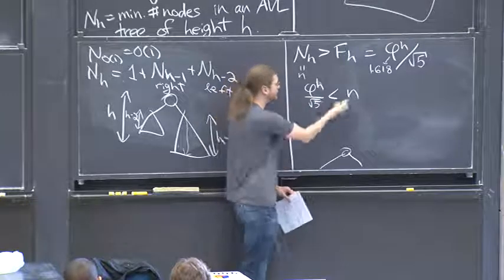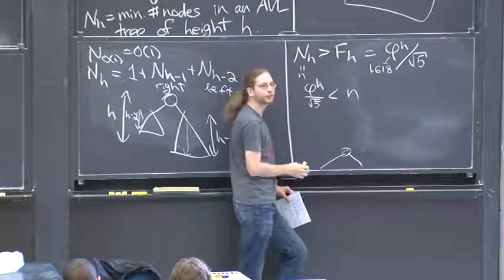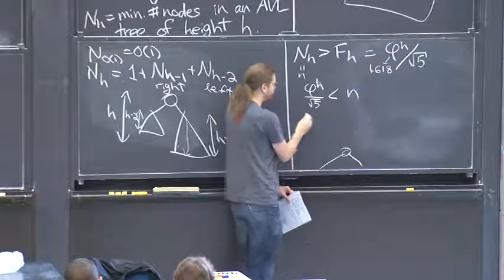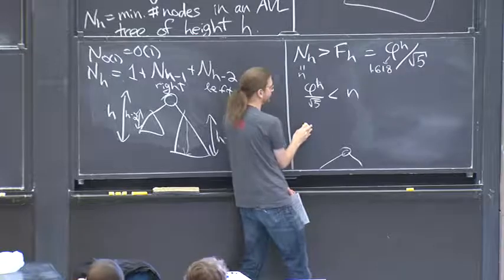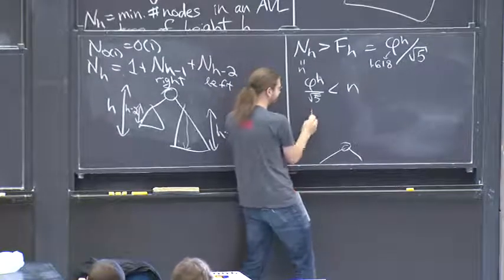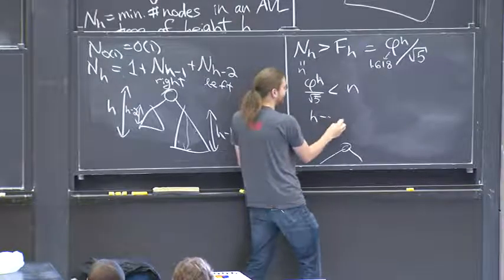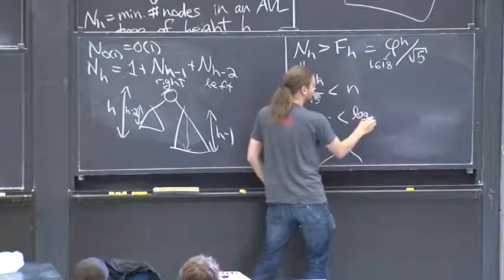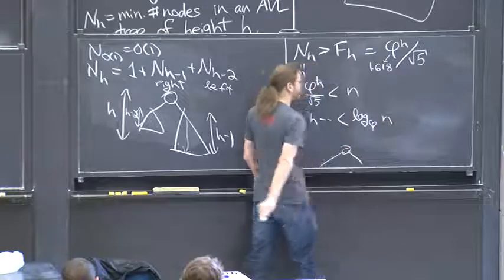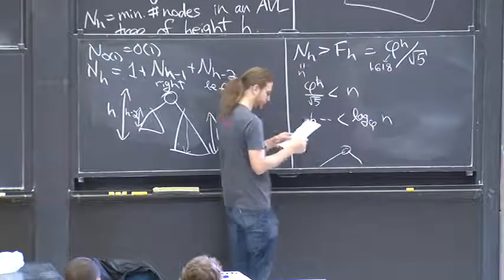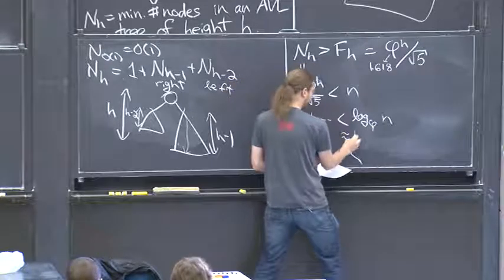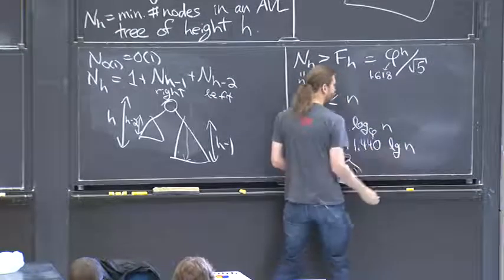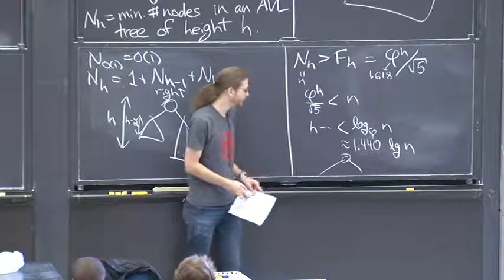OK, so I take, I don't know, log base phi of both sides. Seems like a good thing to do. So I've got, this is actually quite annoying. Got h minus a tiny little thing is less than log base phi of n. And I will tell you that is about 1.440 times log base 2 of n. Because after all, log base 2 is what computer scientists care about.